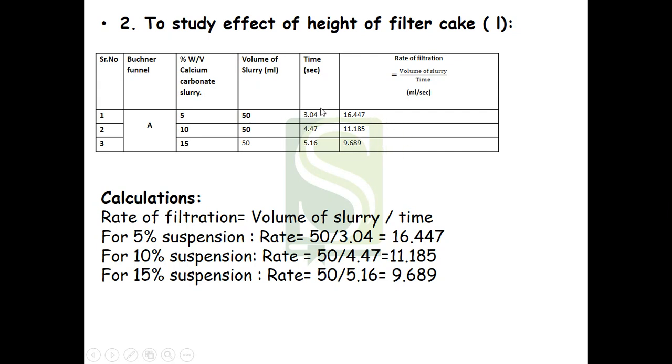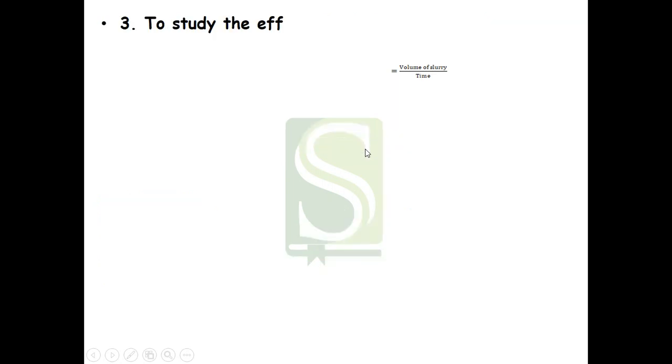Okay, now by mere observation you can tell that with increase in the concentration of the calcium carbonate in the suspension, the rate of filtration decreased, right? Now next, the last thing is to study the effect of viscosity.